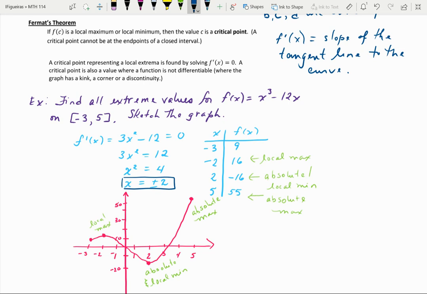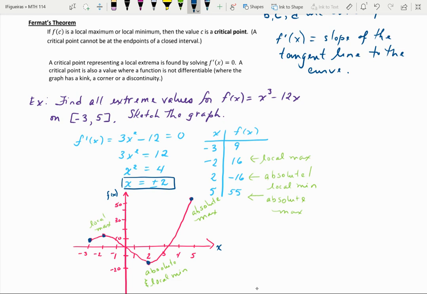So I plotted the graph. My y values, or my f of x values, are in intervals of 10, because these numbers are kind of big, and my x values are by ones. So when x is -3, y is 9. So that's this first point right here. When x is -2, y is 16. When x is 2, y is -16. And when x is 5, y is 55. So when you connect the points that I colored in blue, you see that I have a local max at -2, 16.